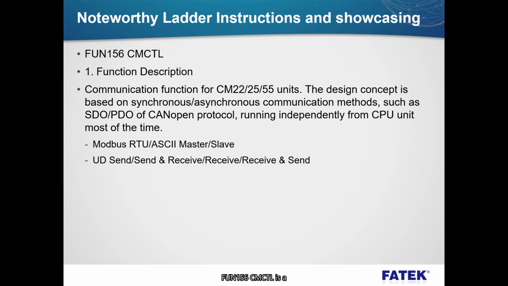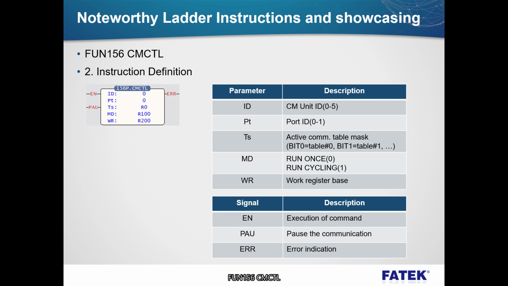Function 156 CMCTL is a communication instruction for CM22/CM25/CM55 units. The design concept is based on synchronous/asynchronous communication methods, such as SDO/PDO of CANopen protocol, running independently from the CPU unit most of the time. Supported functions include Modbus RTU/ASCII master/slave, as well as UD send, receive, and send and receive. Function 156 CMCTL does not need editing of communication tables, but requires proper settings of configuration accordingly.